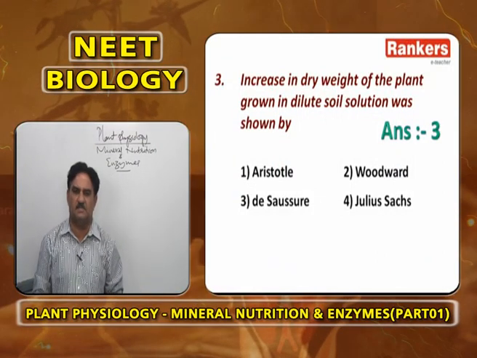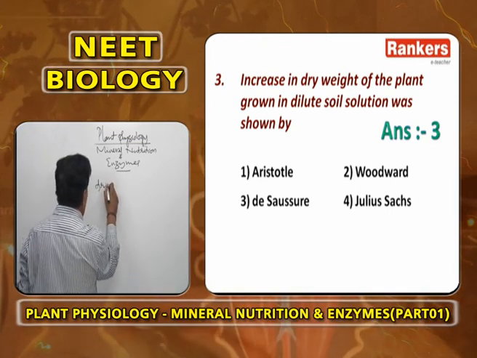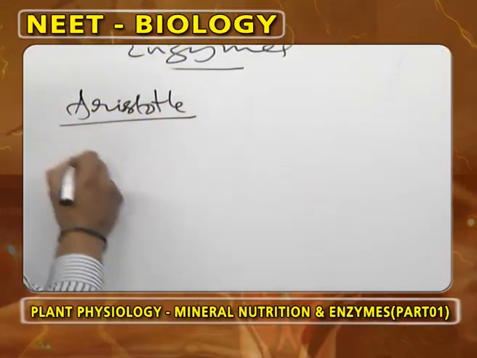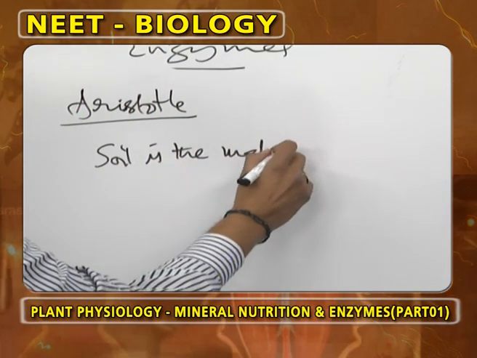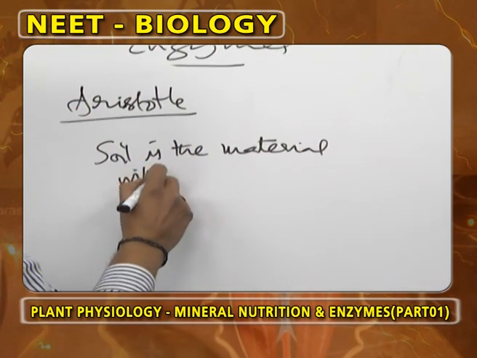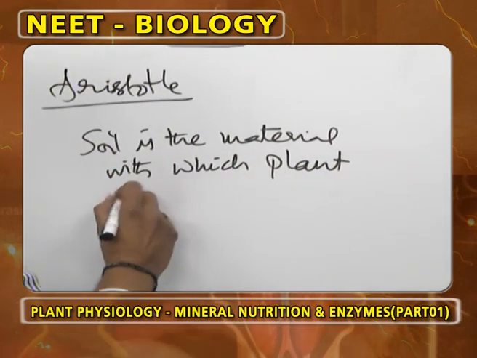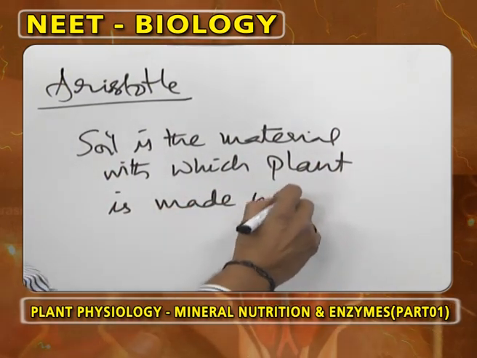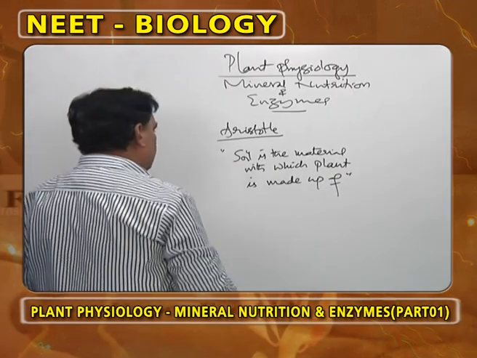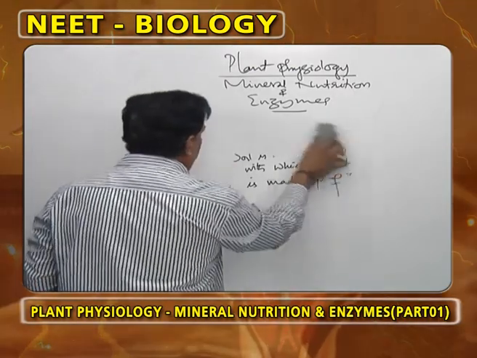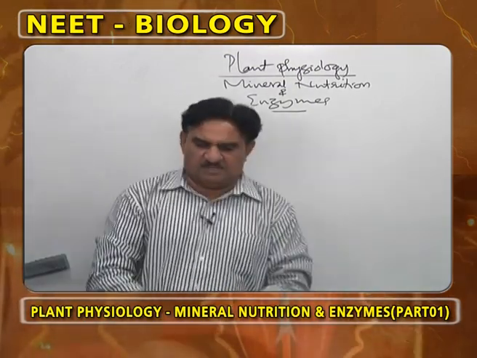Aristotle's concept is the humus hypothesis. What is the humus hypothesis? Aristotle proposed that soil is the material with which a plant is made up of. That is, plants are basically made up of soil only, as proposed by Aristotle.